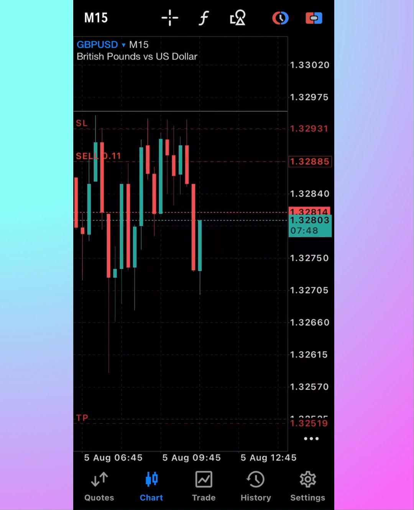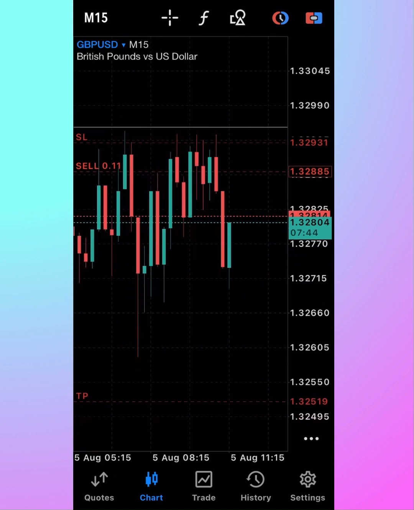So let's see how it plays out. GBP USD, very confident on the setup, but let's still see how it's going to play out.